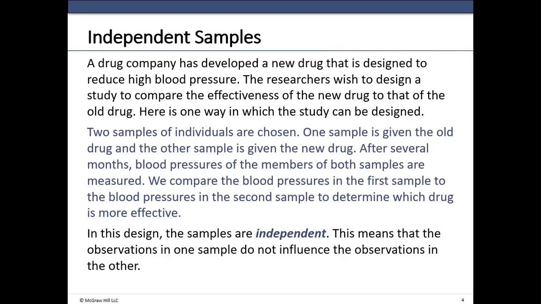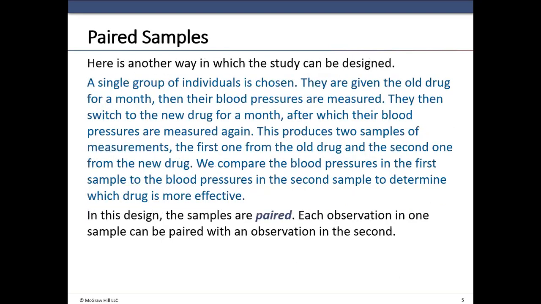This means that the observations in one sample do not influence the observations in the other. So one sample was given the old drug, the other sample was given the new drug. So what we observed in sample 1 did not influence what we observed in sample 2. Paired samples: here is another way in which the study can be designed.